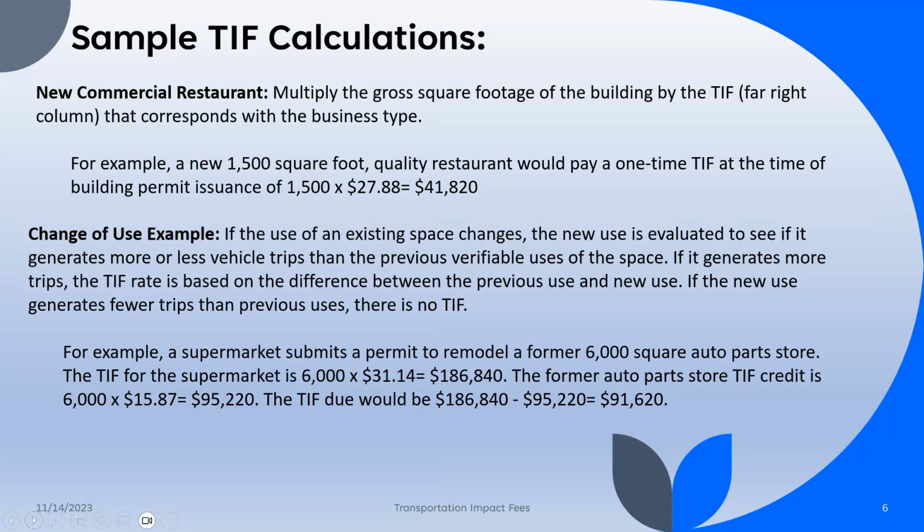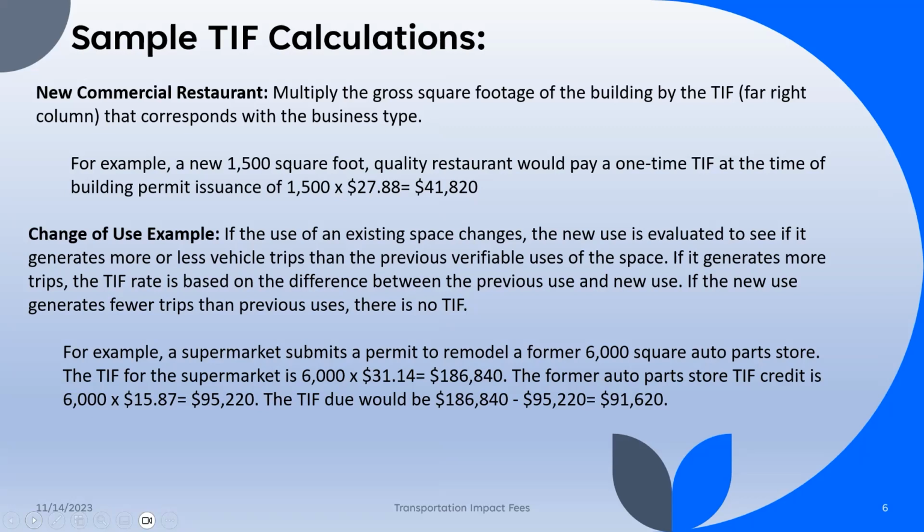So a new restaurant. You multiply the square footage by the traffic impact fee shown in the far right column that corresponds to whatever use you want. So for a new 1,500 square foot quality restaurant, we multiply the 1,500 square feet by the 2788 shown on the table, and it's a $41,000 traffic impact fee for the new restaurant. That pays for the new trips they're adding to the system over the life of that restaurant or structure. And they can always change use, right?